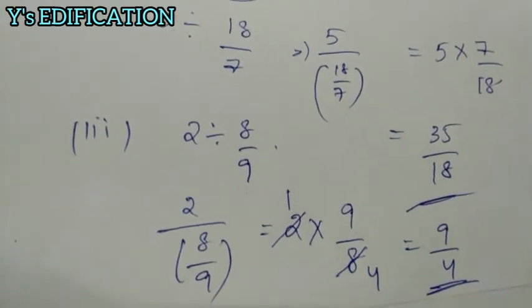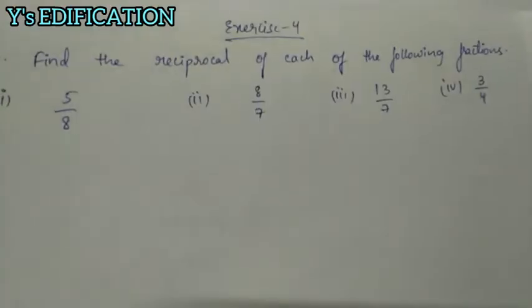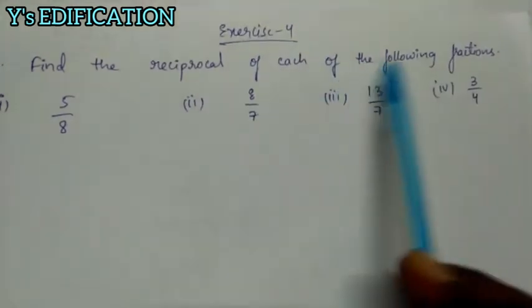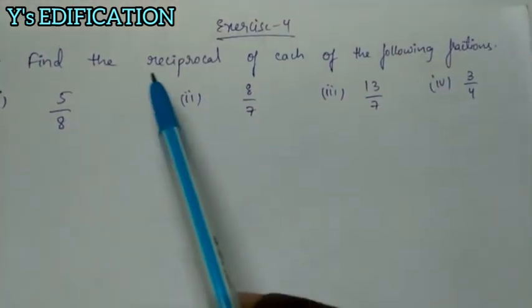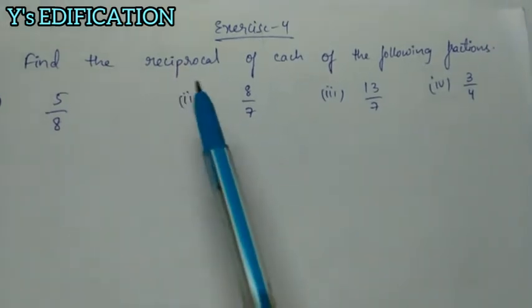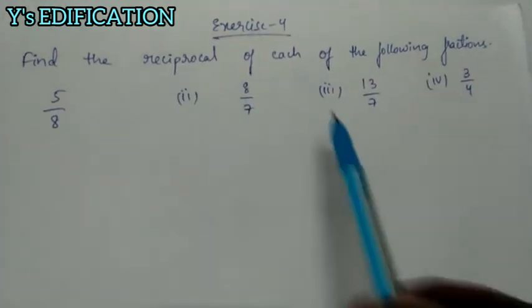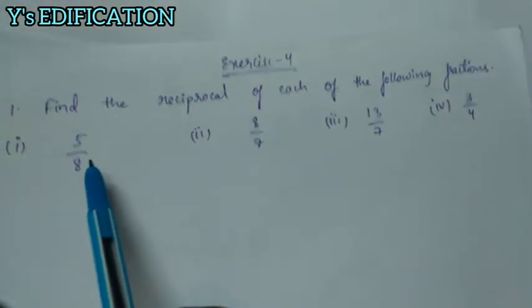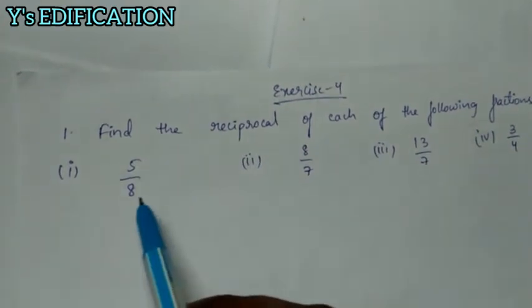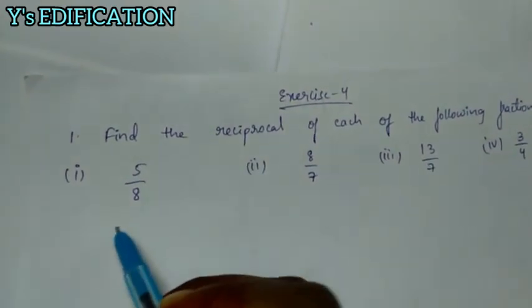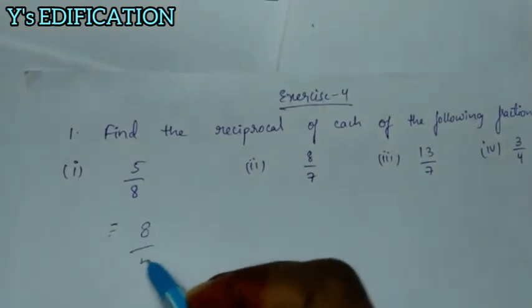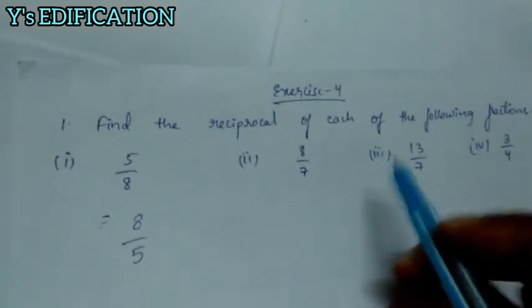Now let us see the exercise problems. Coming to the exercise problems, find the reciprocal of each of the following fractions. Okay, simply we have to write the reciprocal of the given fraction. So what is the reciprocal? We have to interchange the numerator and denominator. Okay, so 5 is the numerator and 8 is the denominator. So what is the reciprocal for this fraction? It becomes 8 by 5. Just interchange the numerator and denominator.